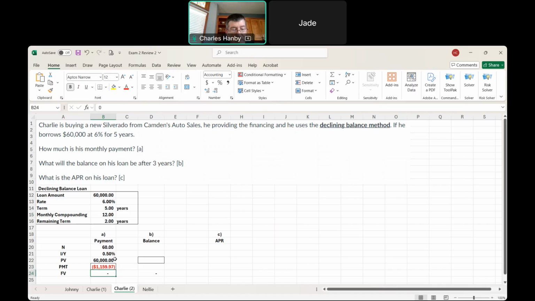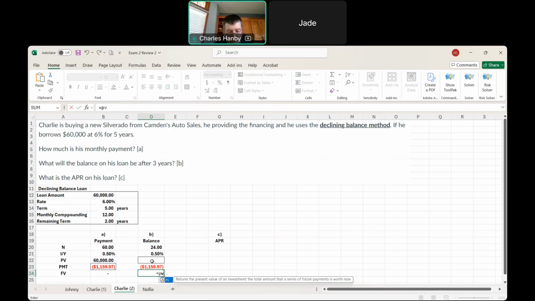So now to calculate the balance. What's the balance on the loan after 3 years? So that means that there's 2 years remaining. So n is going to be 2 times 12. And the rate's the same. And then we're going to calculate PV and then our payment. There we go. So we'll equals PV.